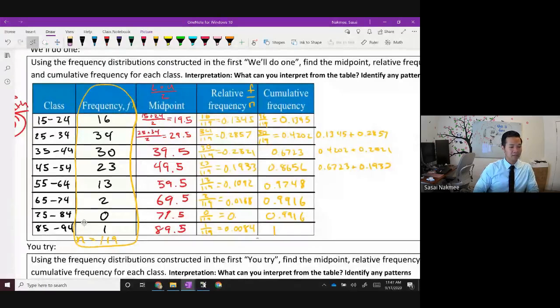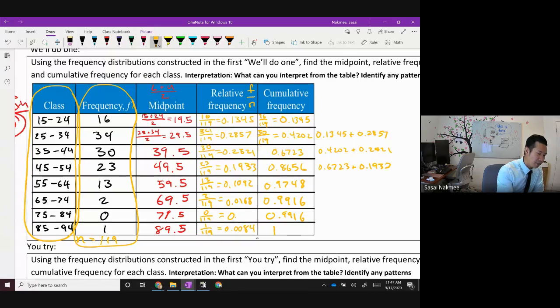But once you get it, like I said, the hardest part of this, I would have to say, is finding the classes. Once you find out what the classes are, you just count, and then you just do the rest of this thing. I get it, but it's a lot of work. Yeah, I agree with you guys.